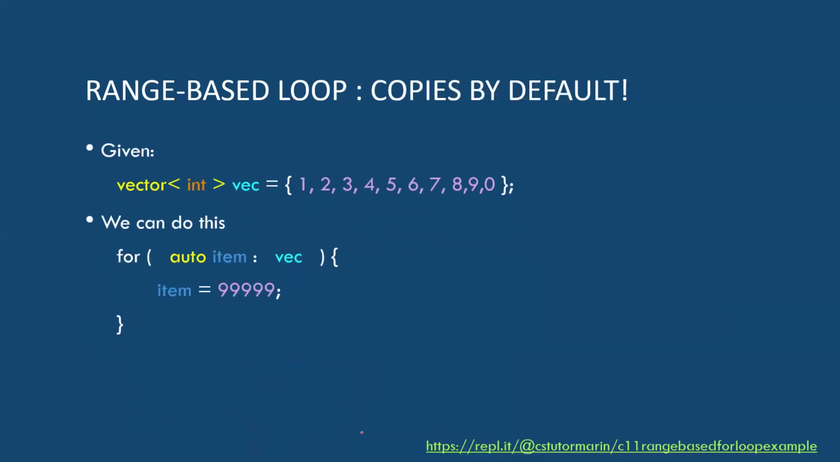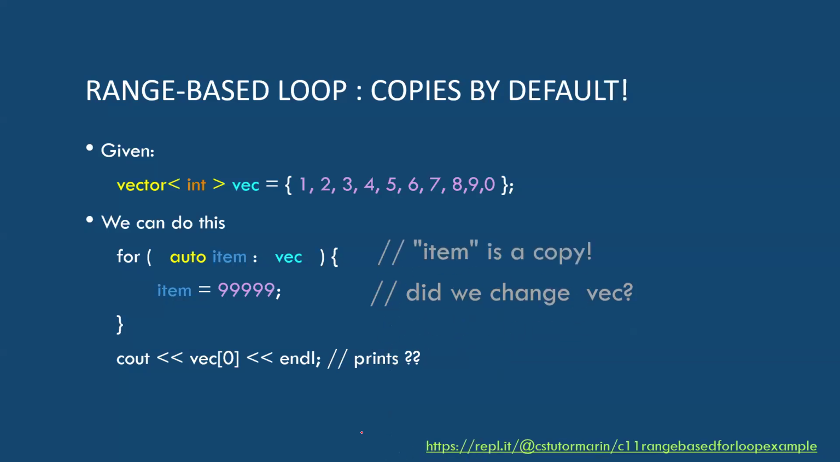Now, we said this copies by default. So what does that mean? Let's actually prove that this is a copy. If I say item equals 999, what are we really doing? By default, we're just changing a local variable called item from whatever it was, 1, to 999, but that's not changing our vec. So if I print that back out again from position 0 or anything, it's still going to be whatever it was. There's no connection between this thing and this or this or this. That's by default.